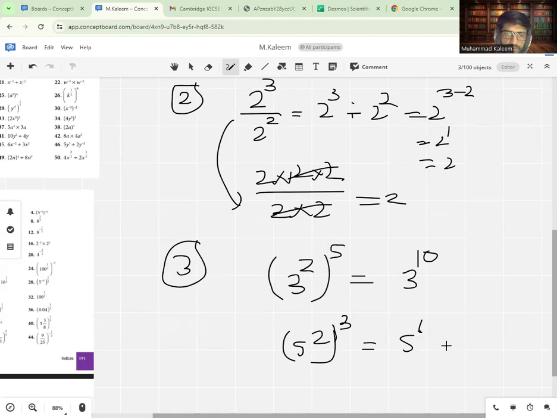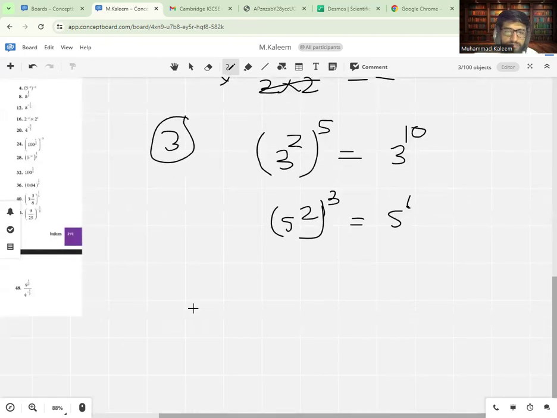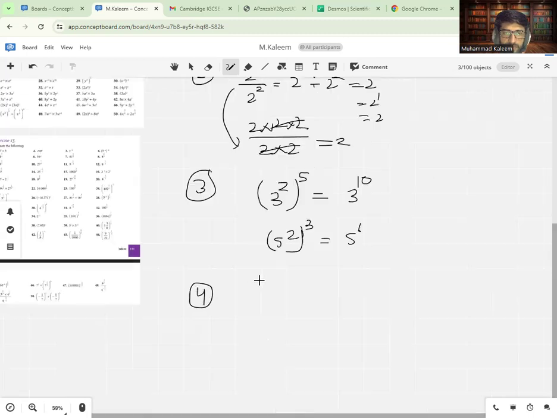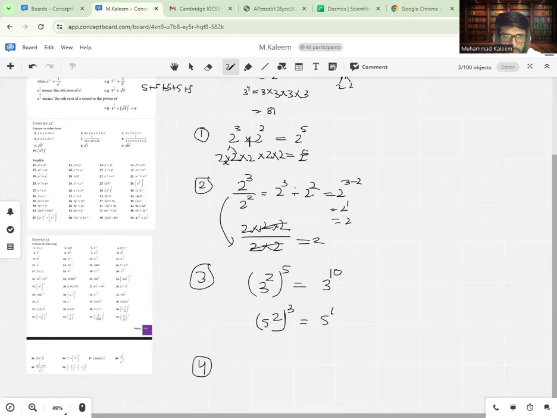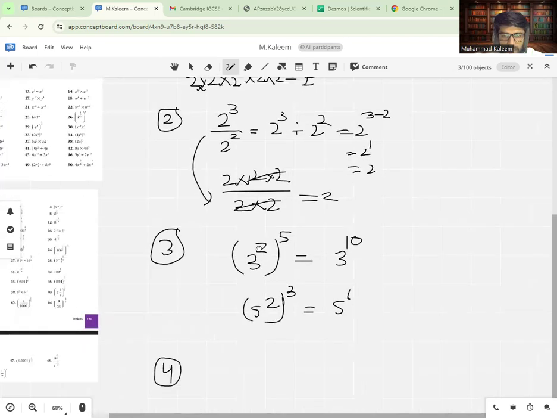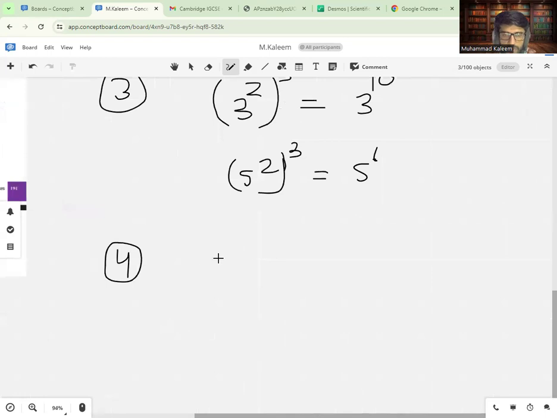And if they mention that you have to find this in basic numeral, you can easily convert it by using the calculator. Okay, next we have the fourth index law, which is about the zero index. The first one is about multiplication of the terms. The second one is about division. The third one is about the double index. The fourth one is about the zero index.